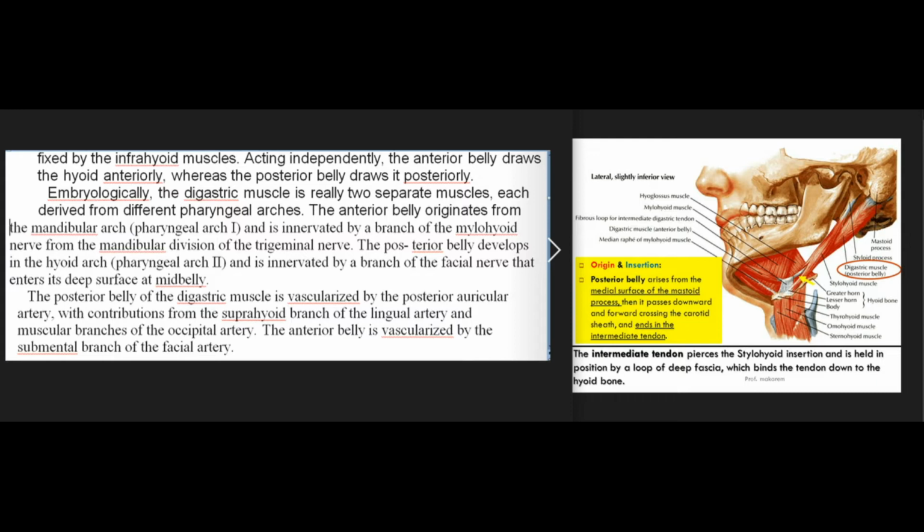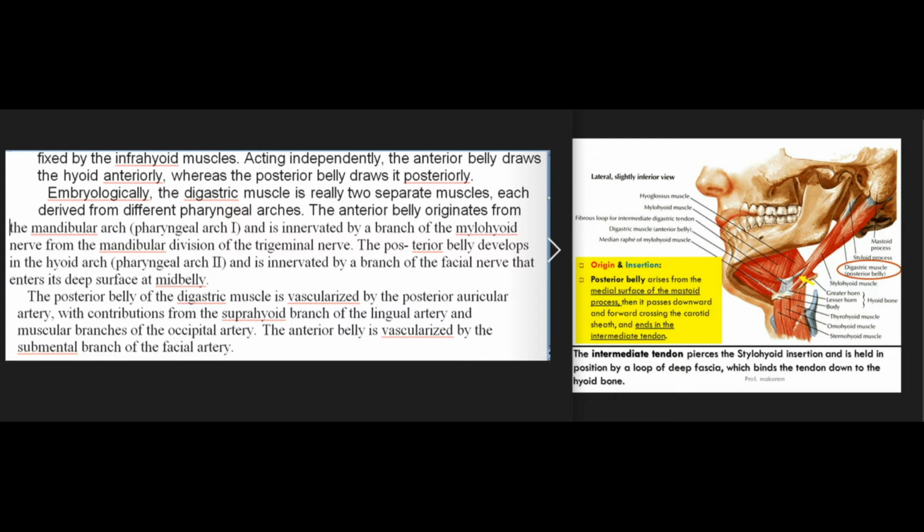The anterior belly originates from the mandibular arch, pharyngeal arch 1, and is innervated by a branch of the mylohyoid nerve from the mandibular division of the trigeminal nerve. The posterior belly develops in the hyoid arch, pharyngeal arch 2, and is innervated by a branch of the facial nerve that enters its deep surface at mid-belly.